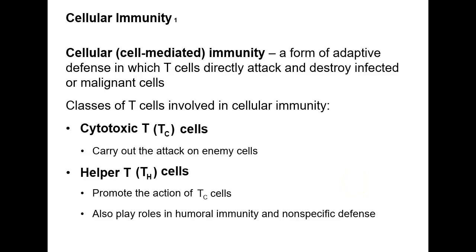So let's look at the two branches of adaptive immunity, which consist of cell-mediated immunity and humoral immunity. We're going to focus on the cellular branch in this video, which is, again, a branch of the adaptive defense system that involves T cells, T lymphocytes, that directly attack and destroy or remove infected cells from the body, as well as cancerous cells or any cells that are deemed foreign through, like, a transplant.